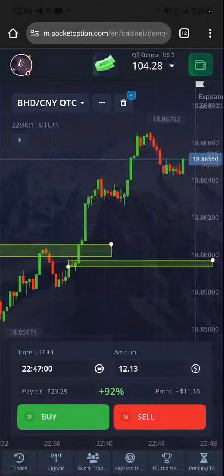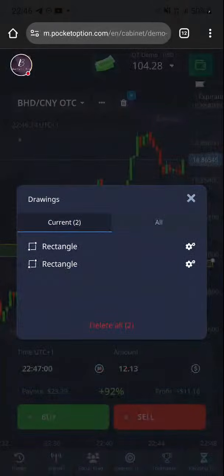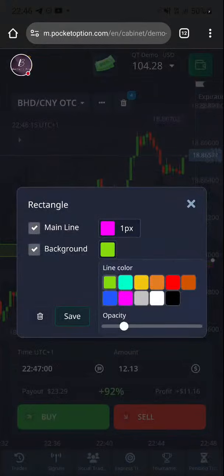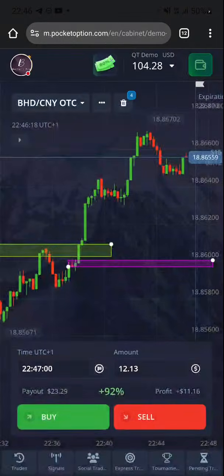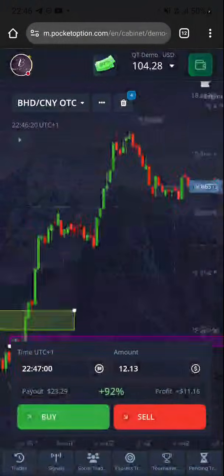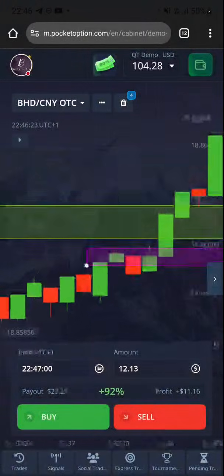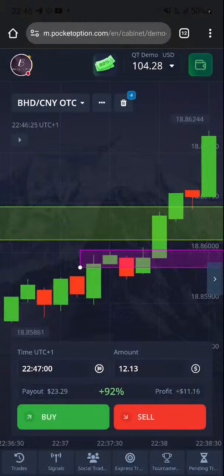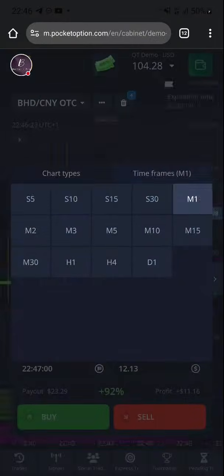This area, we'll mark it as a lower time frame entry. One other thing I will do, I'll just go one step lower. Let me see if there's another entry. This S10. That S15 entry is fine.